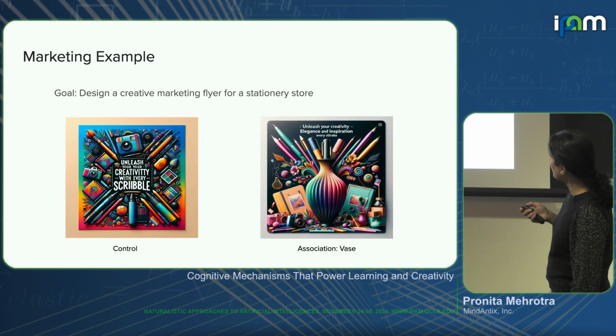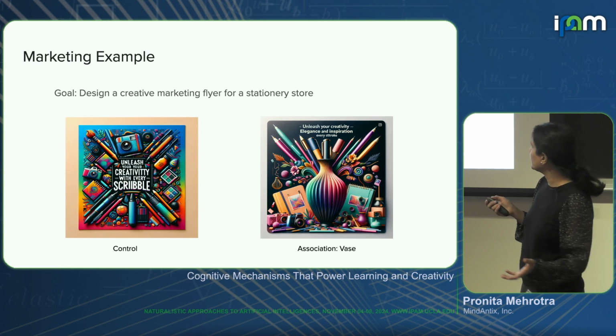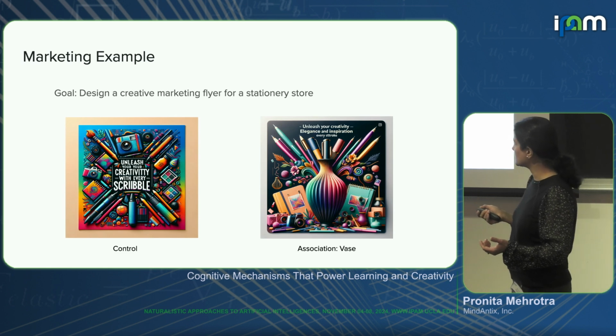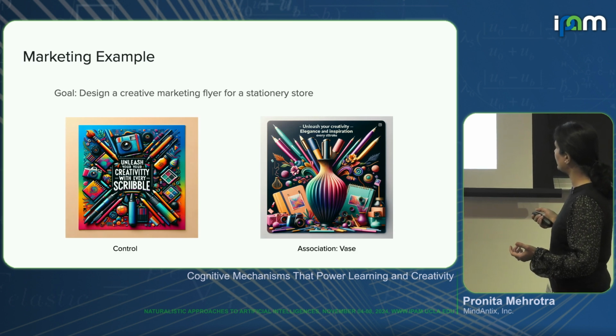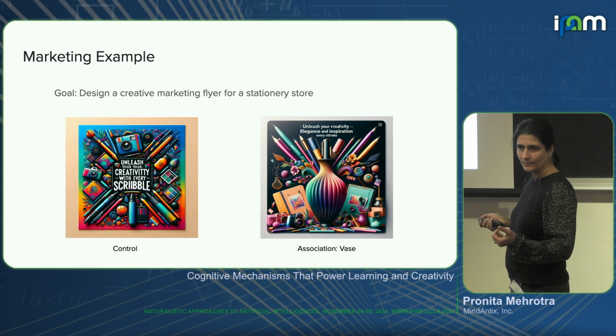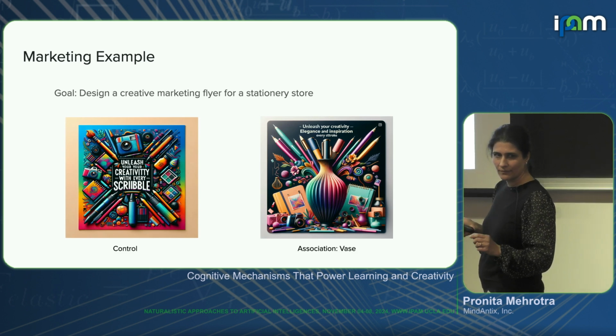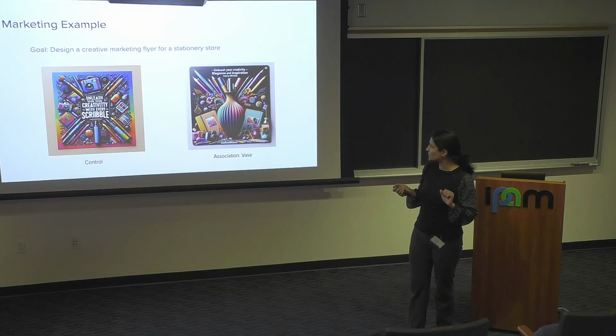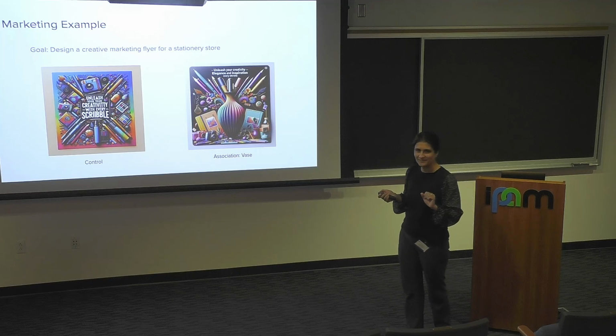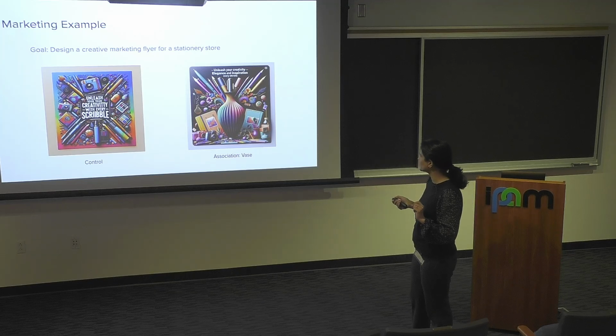Here's an example from marketing. The goal was to create a marketing flyer for a stationery store. So this is the control version, and this is the one where it had to associate with a flower vase. Does anybody want to take a guess, which one do you like? As a show of hands, do you think the first one is better or the second one? Second? Yeah, so I think most of the annotators also rated the second as the more creative one.